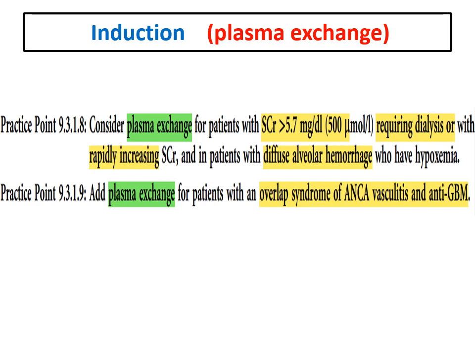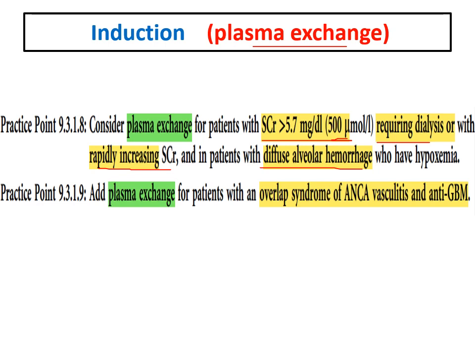What about the use of plasma exchange? As we said, plasma exchange will be used or can be considered if there is severe deterioration of kidney function, when the serum creatinine is more than 5.7 milligram per deciliter or 500 micromole, requiring dialysis, or with rapidly increasing serum creatinine, and in patients with diffuse alveolar hemorrhage.